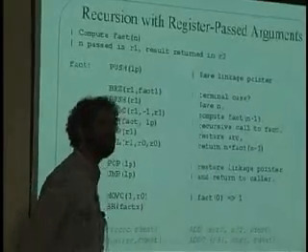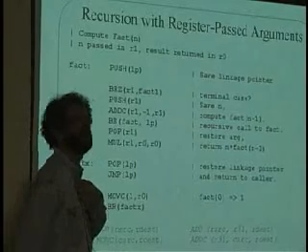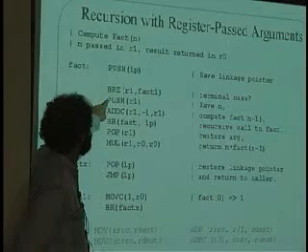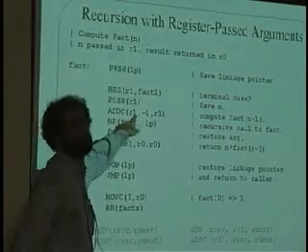Which n do we need to multiply by fact of n minus 1? The n that we were called with. So we need to be careful and make sure that we save n and restore n because we're just about to subtract 1 from it.